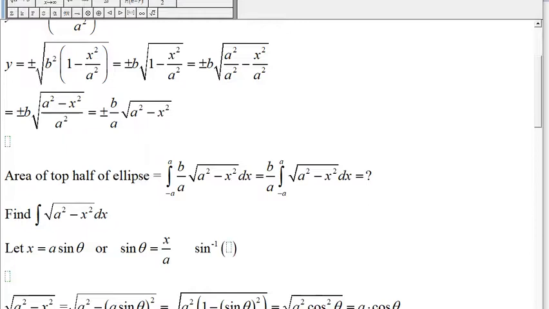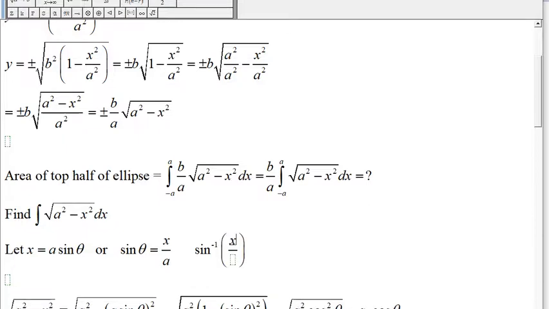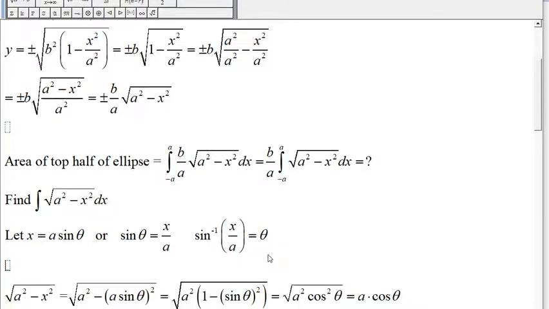Of x over a is equal to theta. So if sine of theta is equal to x over a, then sine inverse of x over a is equal to theta. And that's the definition of inverse function.